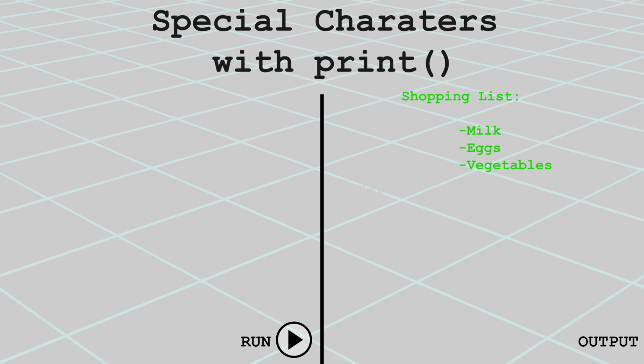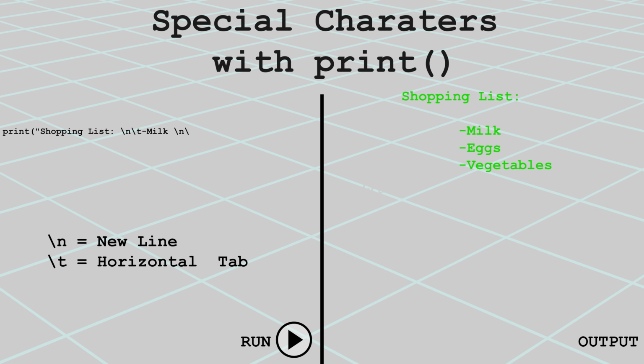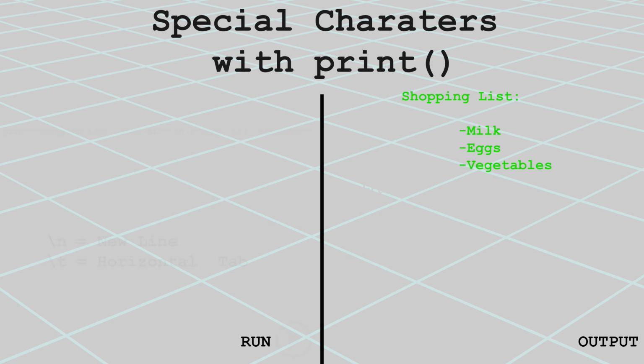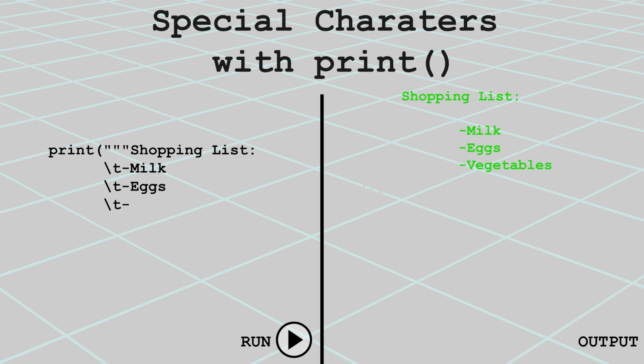If we want to print something that is multiple lines and includes indentations, we can use \n to create a new line and \t to create a horizontal tab. Another way we could write this is by using the enter key to create new lines in our text. However, in order to do this, we need to use triple quotation marks.